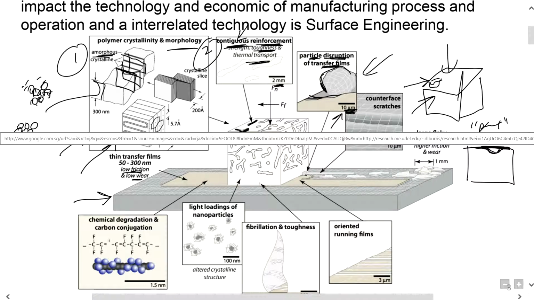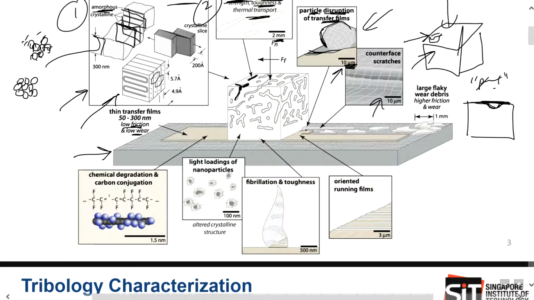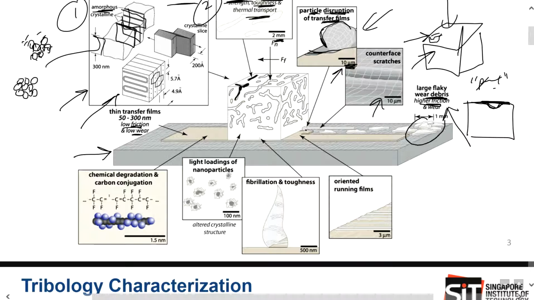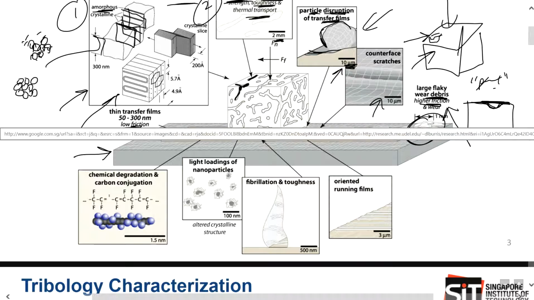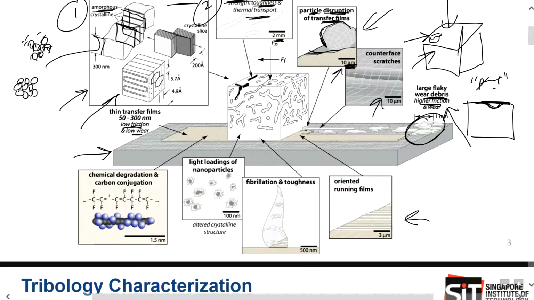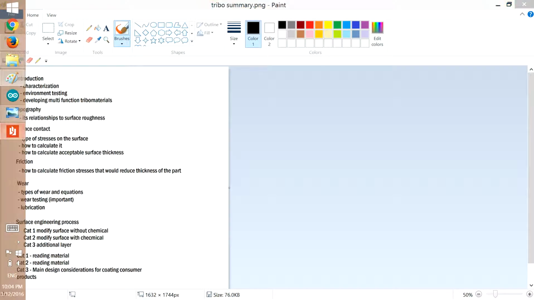And then counterface surface, I don't need to explain. And then this is the large debris, so this will cause your wear and tear, I think. Alright, so don't try to go over this type of things like you're going to kill yourself. And then oriented running films. What is oriented? Align or position. So you kind of align it with your stuff.